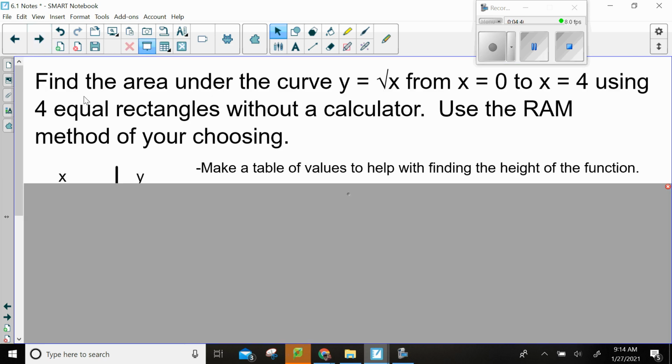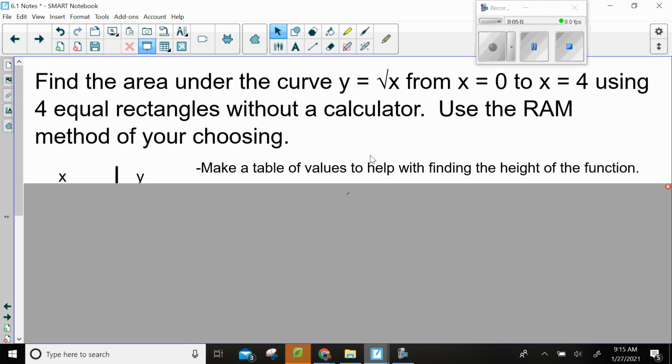So here is one that we are going to work through. Find the area under the curve y equals square root of x from x equals 0 to x equals 4 using 4 equal rectangles without a calculator. And we can use the RAM method of your choosing. Also, I'm going to work through all three of them.